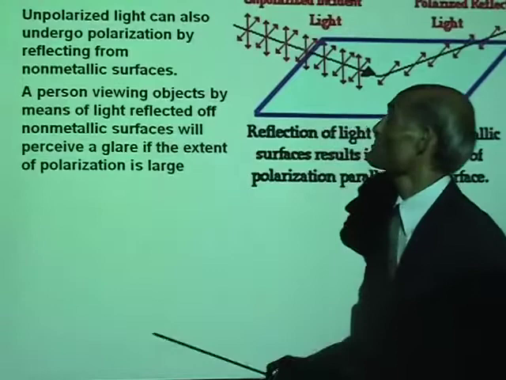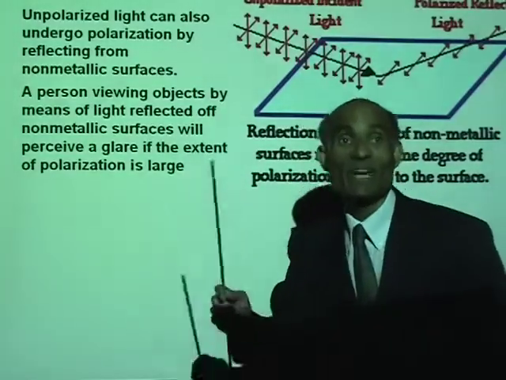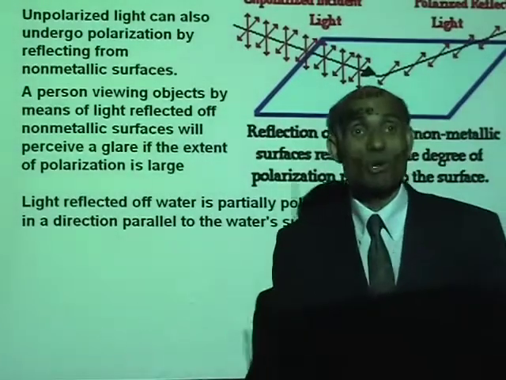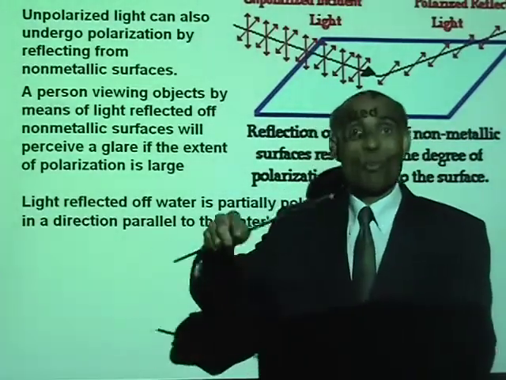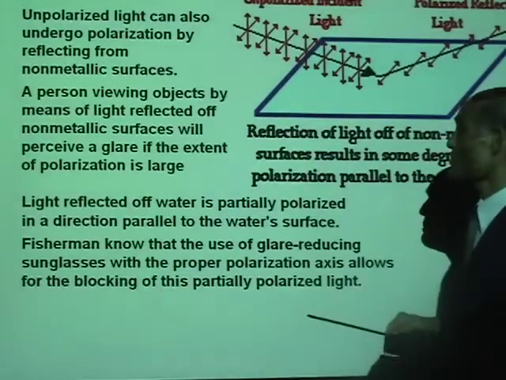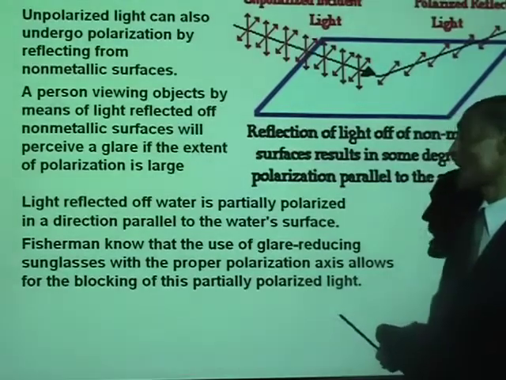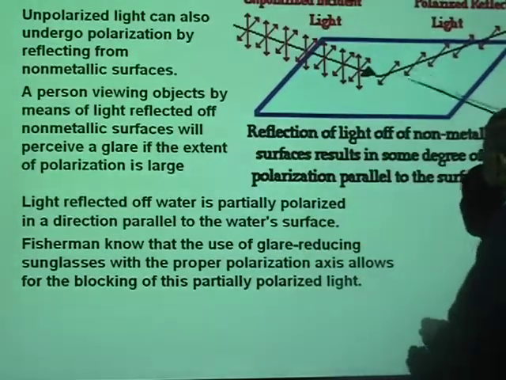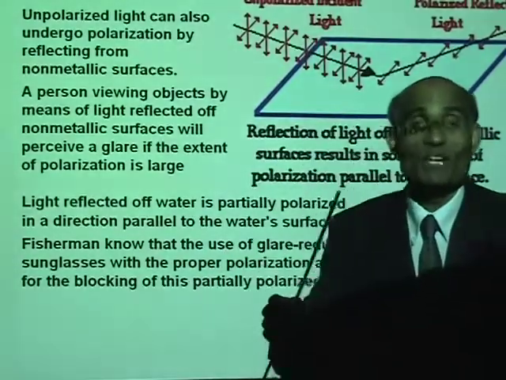A person viewing objects by means of light reflected off non-metallic surfaces will perceive a glare if the extent of polarization is large. Now, light reflected off water is actually partially polarized in a direction parallel to the water's surface. So, when light gets reflected from water like this, the light that is reflected will be polarized parallel to the surface of water. Fishermen know that the use of glare-reducing sunglasses with the proper polarization axis will allow the blocking of this partially polarized light. You see, this light that is polarized horizontally, that is parallel to the surface of water, is very damaging to fishermen because that is a glare.